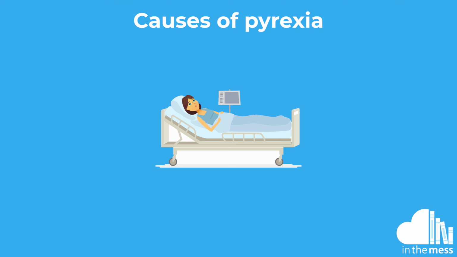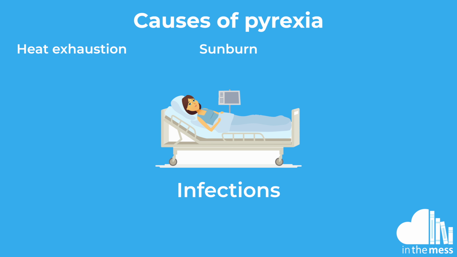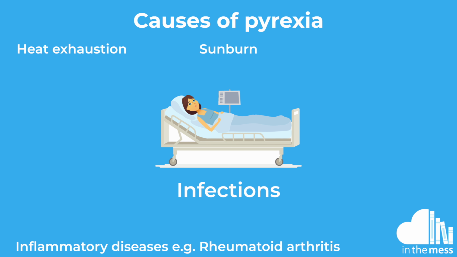So what if it hadn't been a urinary cause for the patient's pyrexia? What else could it be? The most common causes of pyrexia are infections, but other causes can include heat exhaustion, sunburn, or conditions that cause inflammation, such as rheumatoid arthritis.